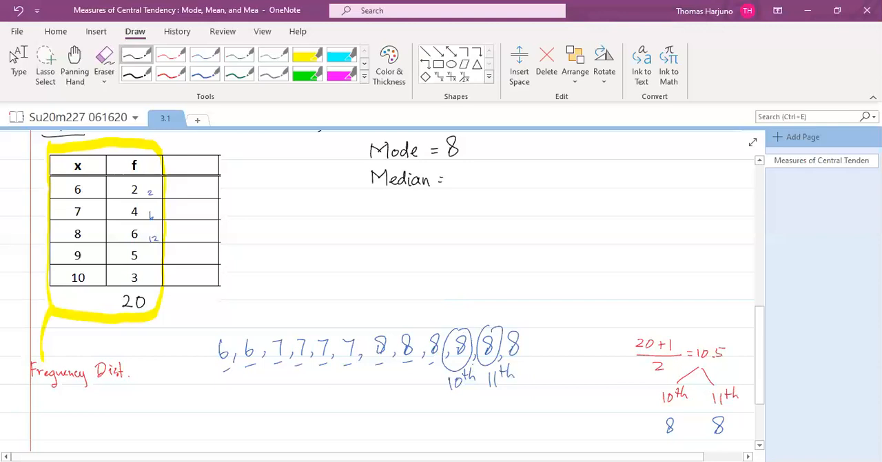Now from there we see that the median is in between 8 and 8, right? We know the midpoint of two same numbers must be the same number, but I still need you to write it as 8 plus 8 over 2 equals 8. That's how you write it. That's right, Robert. That's the way you write it, okay? Now, how about the mean?